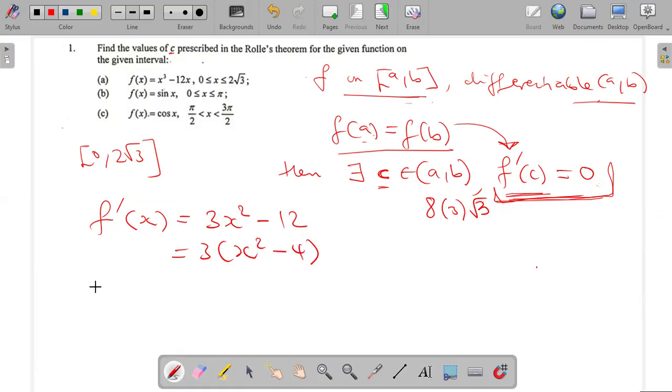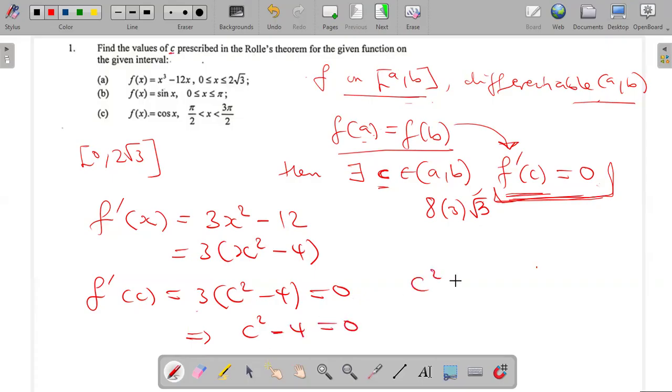And I'm saying now, f prime of c, so where there's x, I replace it with c, then I just have 3 times c squared minus 4, and this must be equal to 0. So what does this imply? If I divide the 3 into 0, it just gives me 0. So I remain with c squared minus 4 equal to 0. The 4 goes to the other side, then c is going to be plus or minus 2 when you evaluate.